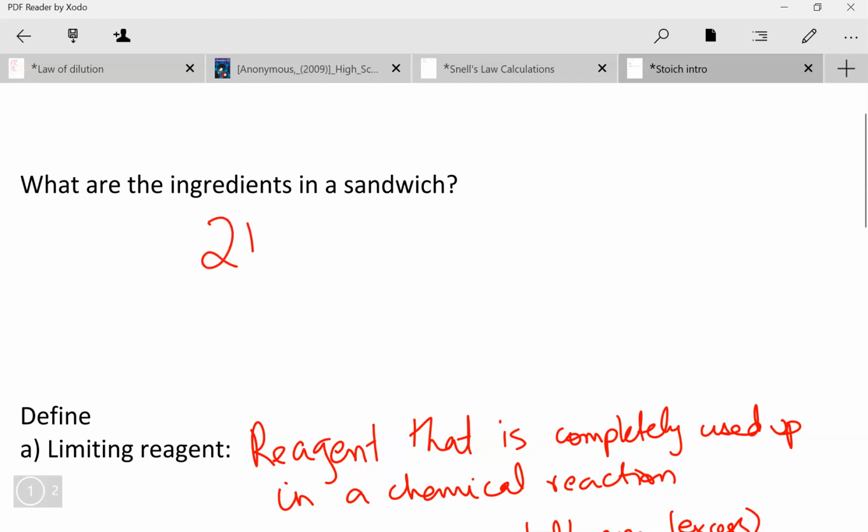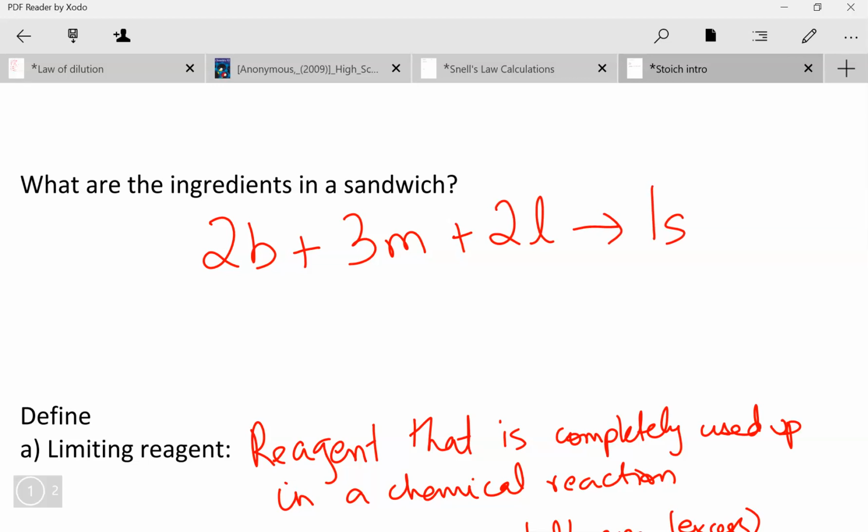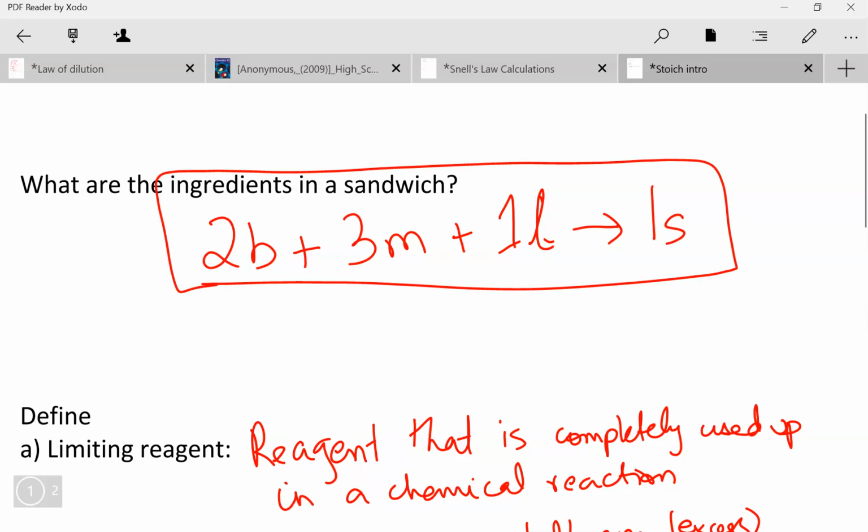equation. So we're going to need 2 slices of bread, 3 slices of meat, and let's say we're going to use another 2 slices of lettuce, and all of this is going to give us 1 sandwich. So let's just assume that this is how we make a sandwich. Just to make this a bit different, let me use 1 slice of lettuce instead of 2. Okay, so this is our recipe for a sandwich, and this equivalent is given by a balanced chemical equation.